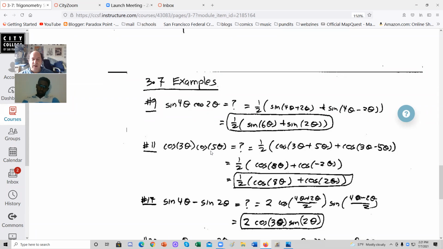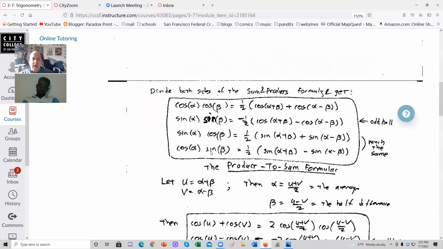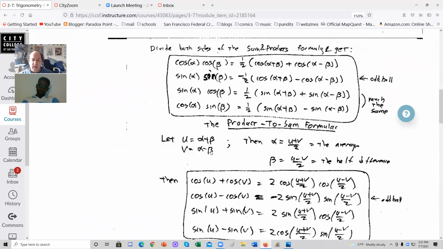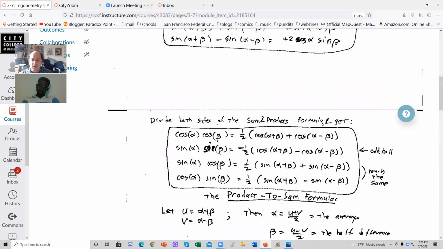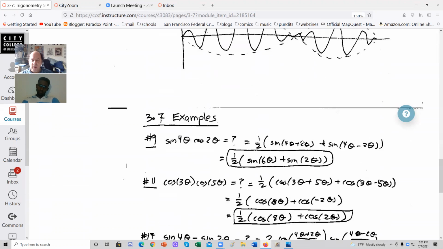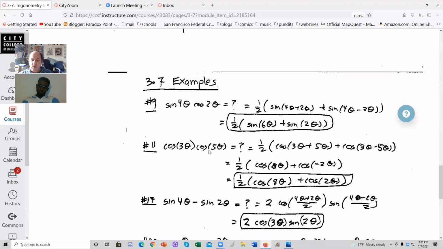Here's cosine 3 theta times cosine 5 theta. Product of cosines. Let's see. Product of cosines gets you a half, cosine of the sum plus cosine of the difference. So cosine 3 theta, cosine 5 theta is a half, cosine of the sum, 3 theta plus 5 theta, plus cosine of the difference, 3 theta minus 5 theta. Half cosine 8 theta plus cosine negative 2 theta.